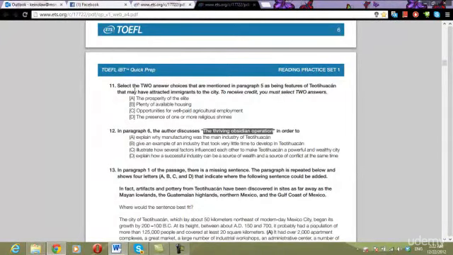Alright, here we go. Select two answer choices that are mentioned in paragraph 5 as being features of Teotihuacan that may have attracted immigrants to the city. To receive credit, you must select two answers. Alright? Keywords are what? May have attracted immigrants to the city. Features. May have attracted. Alright, so features and attracted immigrants. So I need to go up and look in paragraph 5 and find that information. Okay?